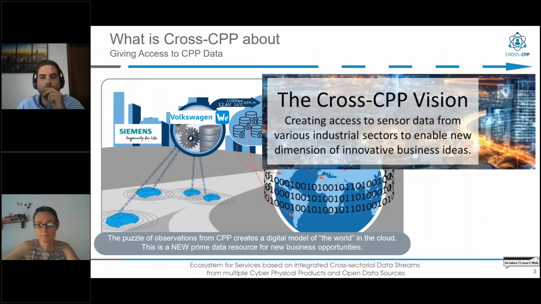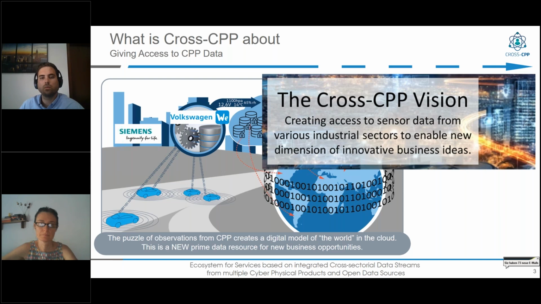However, what is the key goal of the project? What is Cross-CPP about? I hope you have heard a bit about the project, or at least had time to have a look at our webpage. The key idea is to create a solution which makes it much easier, especially for service providers, to have access to data coming from cyber physical systems, meaning data coming from IoT devices like vehicles or from smart home applications which you have installed.